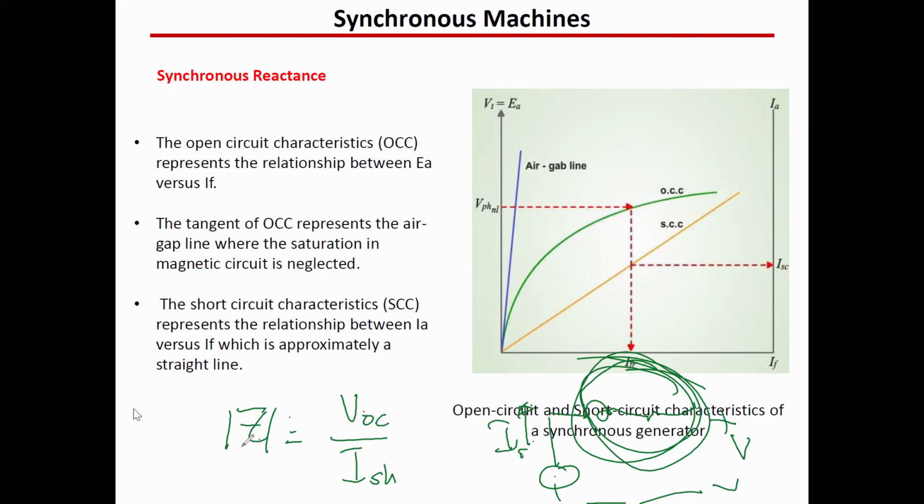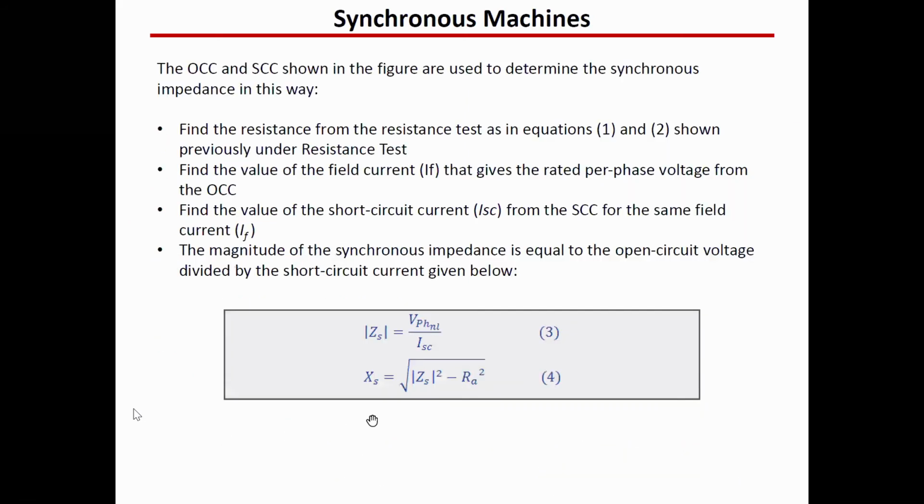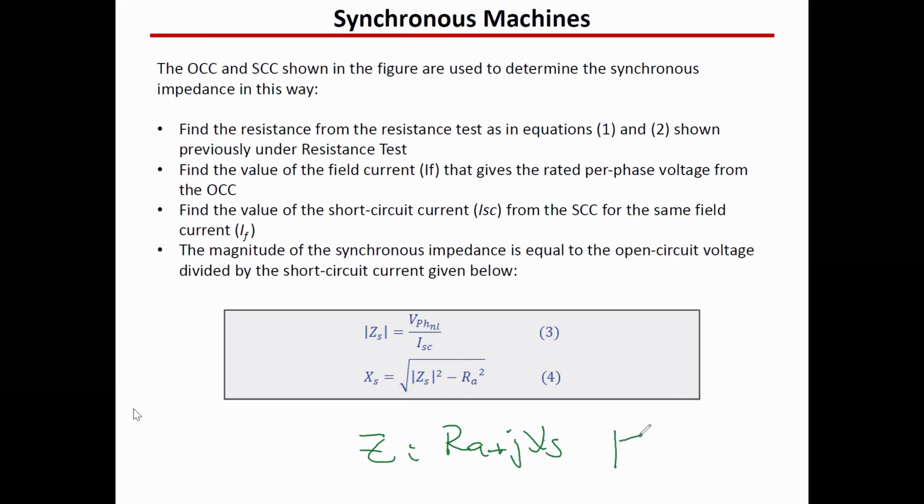Why? Because after that, we know what RA is. We know that the impedance Z is equal to RA plus jXS, and the magnitude will be equal to the square root of RA squared plus XS squared. So if we know this from the open circuit and short circuit tests, and we know this from the DC test, we can know the value of XS. Okay?